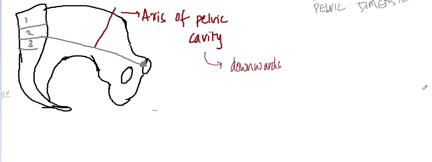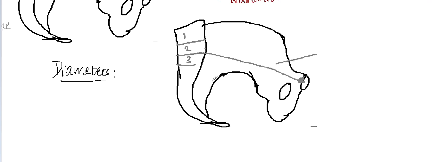Okay, now what are the diameters of this pelvic cavity? We have learned about the axis. Now let us learn about the diameters of the pelvic cavity. As I have said, it's already a rounded structure. So obviously it has an anteroposterior diameter and also the transverse diameter. So what is anteroposterior diameter? Just a minute. So this plane of the pelvis is nothing but the anteroposterior diameter.